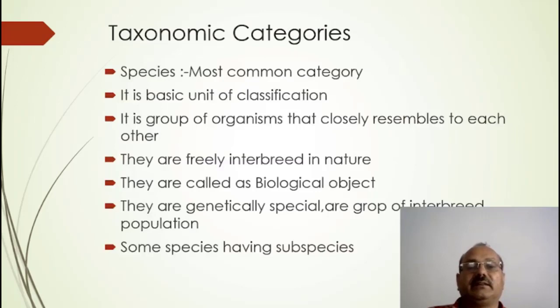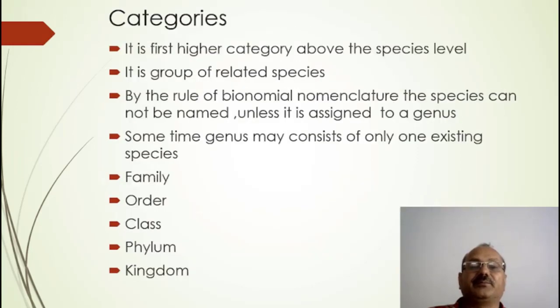There are some taxonomic categories, such as species, the most common category. It is a basic unit of classification. It is a group of organisms that closely resemble each other. They freely interbreed in nature. They are also called biological objects. They are genetically distinct groups of inbred populations.